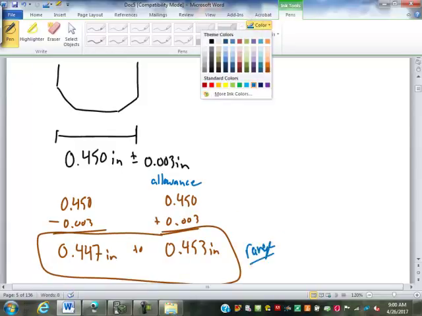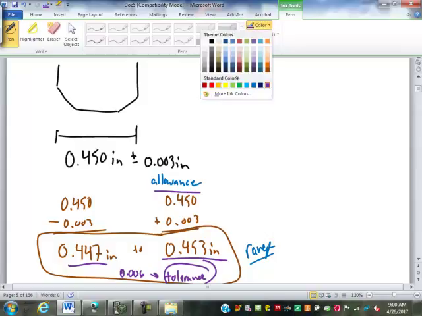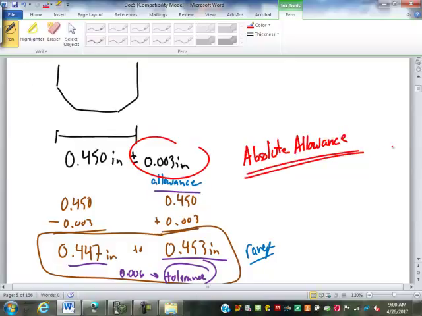So it gives me a range of possible values. That 6 thousandths is the tolerance. Double the allowance is your tolerance, with a range. What is set up here is called an absolute allowance, or absolute tolerance, depending on whether you're using the terminology correctly or not, because an absolute is plus or minus 3 thousandths, period.